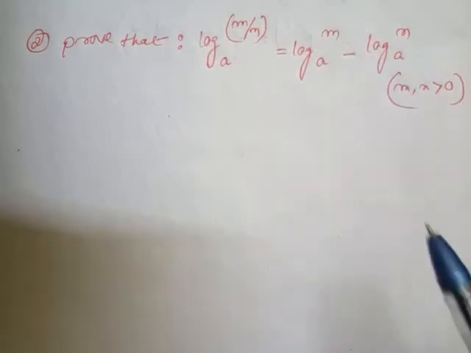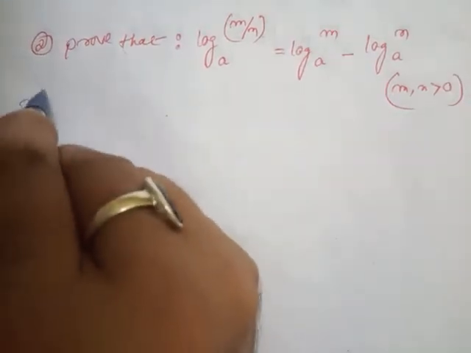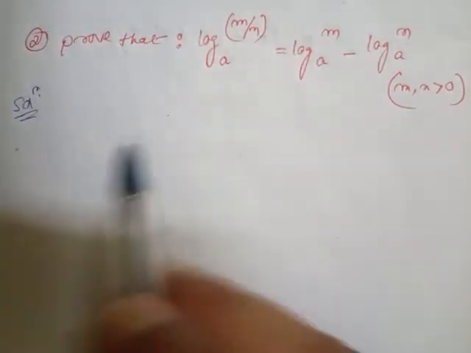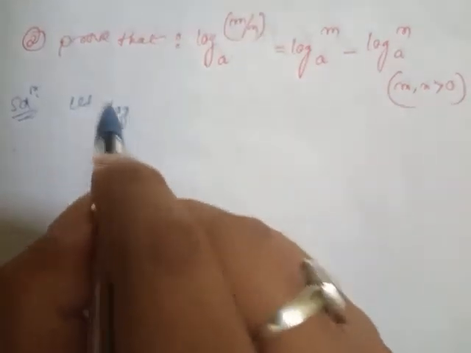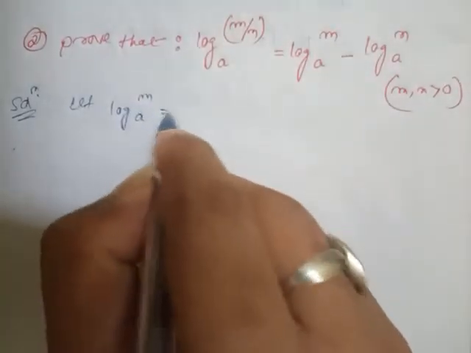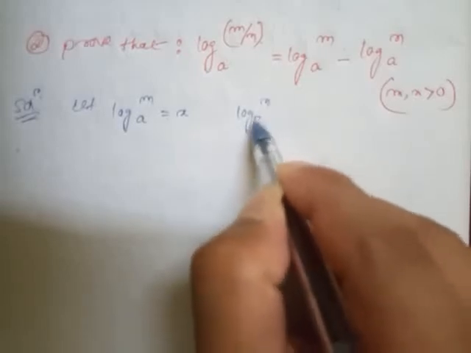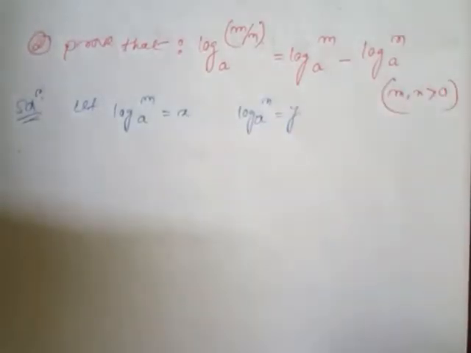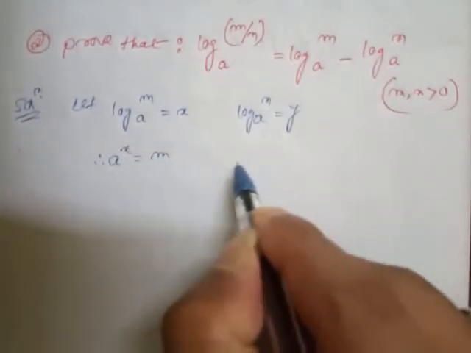And now let's have a look how to solve this one. Initially we'll start the same way as in the last sum. Let log m base a equal to x and log n base a equal to y. We have taken this one. Now by the definition we can say that therefore a to the power x equal to m and a to the power y equal to n.